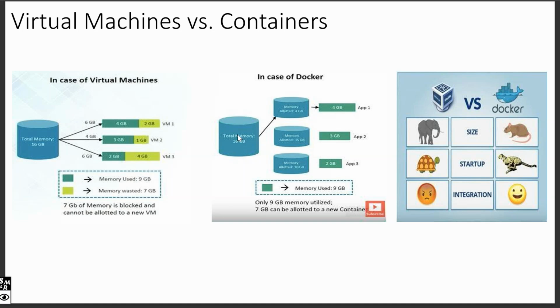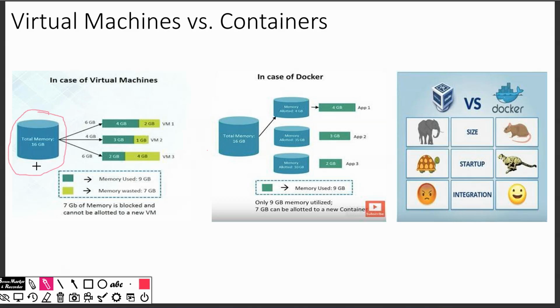Here I'm going to show some practical examples. Assume you have a virtual machine. You have 16 GB of memory. Memory is nothing but RAM. Whenever you see the memory, you can simply understand that it is RAM.